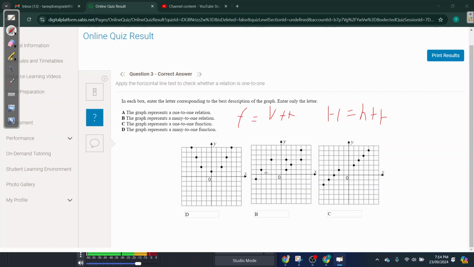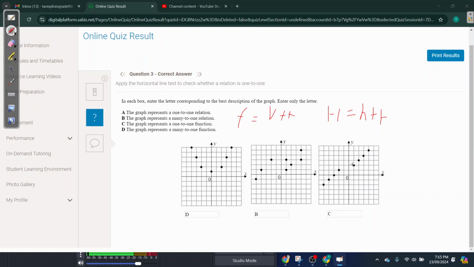Now, this one fails the vertical line test because as you can see here, you have 2 points. So this is a relation. Now, you do the horizontal line test to find if it's one-to-one. As you can see, it also fails that because 2 points here, for example, 3 actually. So that's gone. So that's a many-to-one relation, which is B.